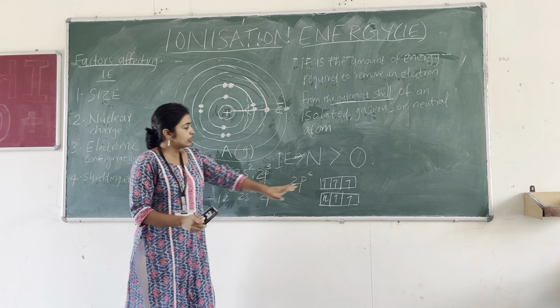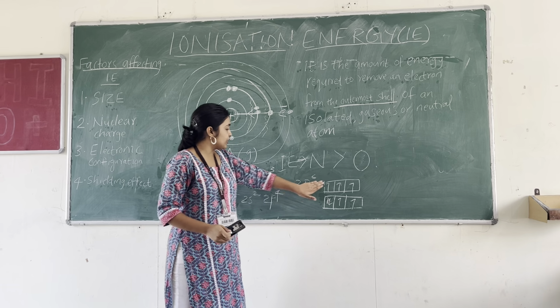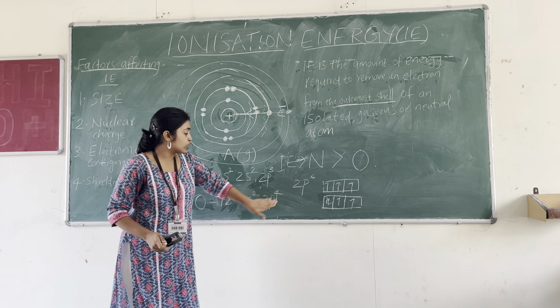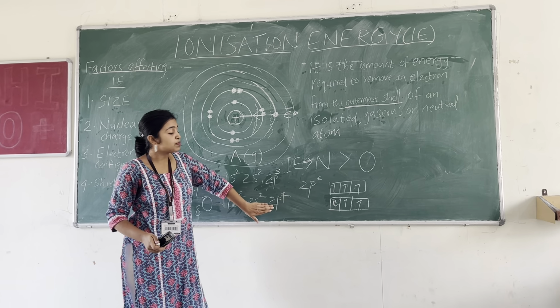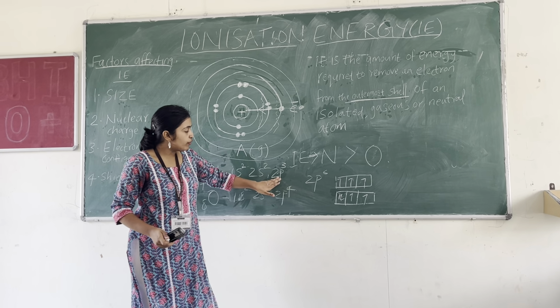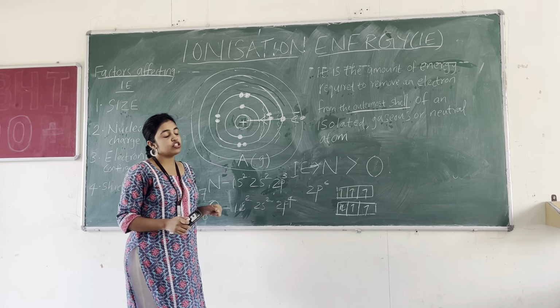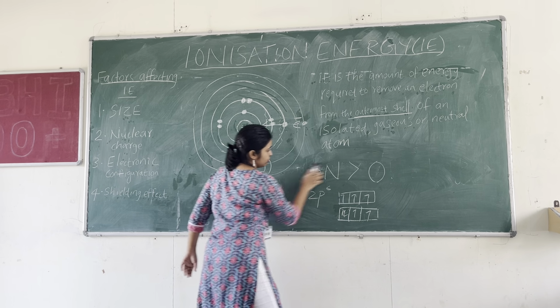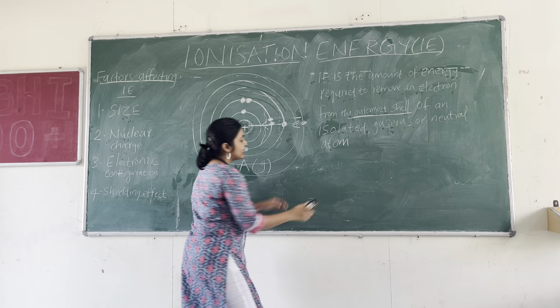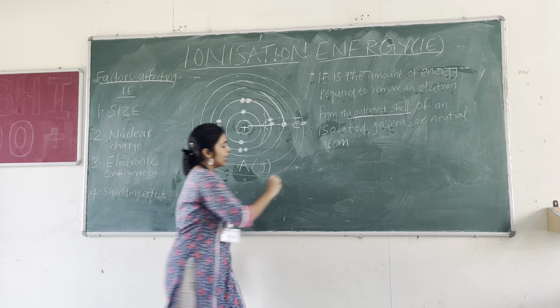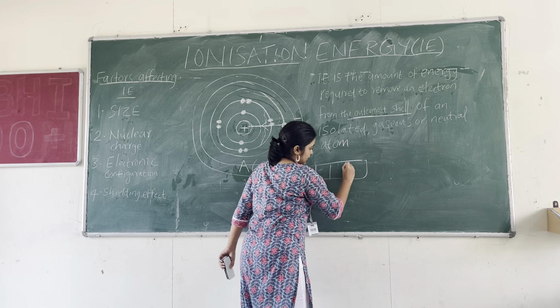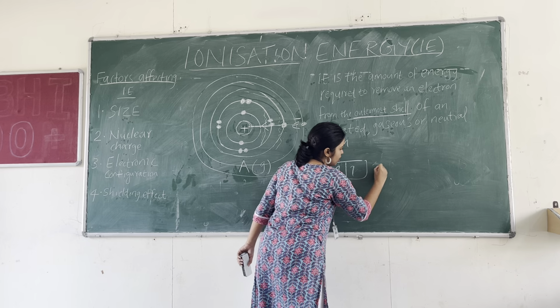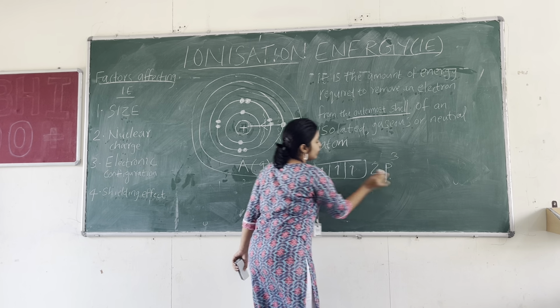Okay, so this is 2p3 and 2p4. 2p3 means half filled configuration, whereas 2p4 is not half filled, it is partially filled. So half filled configuration and fully filled configuration are exceptionally stable. So that is why nitrogen is more stable. Like in nitrogen it is like this. It is 2p3. It is half filled configuration.